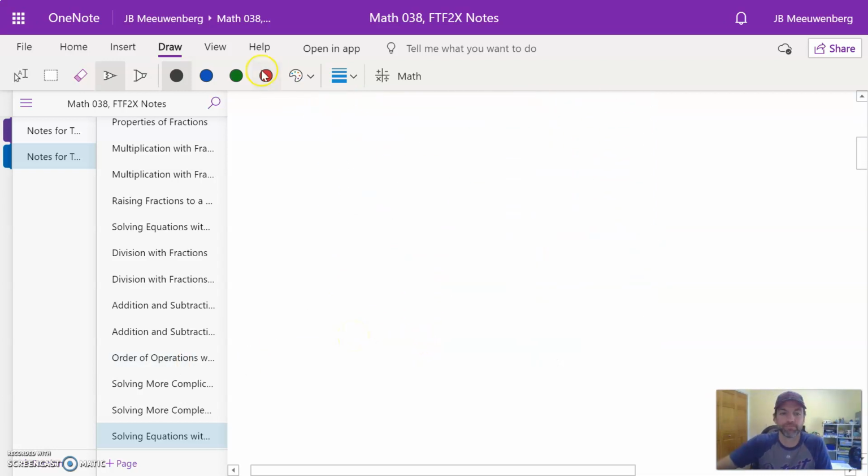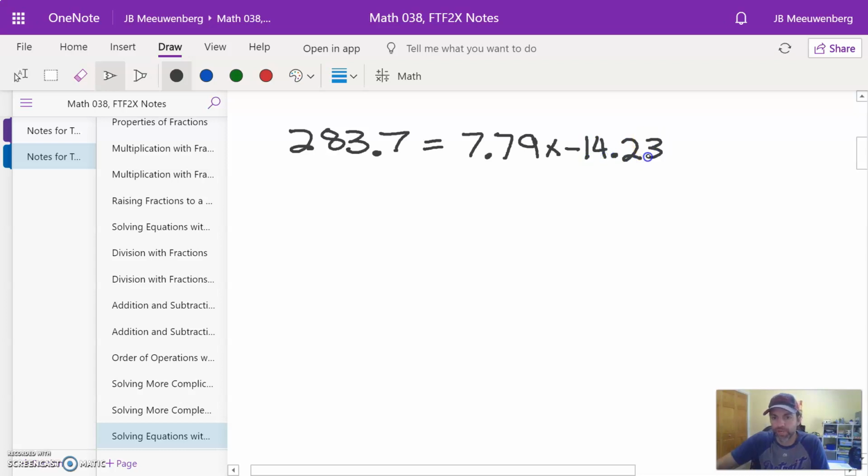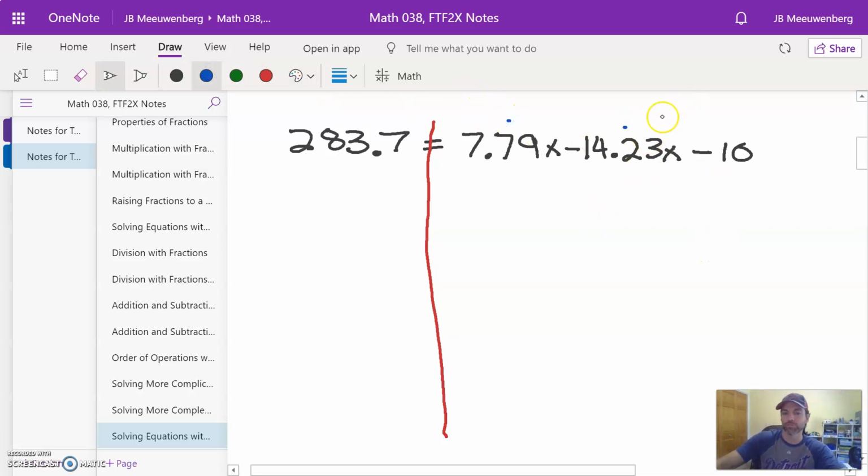Let's try another one. 283.7 equals 7.79x minus 14.23x minus 10. Okay, stop it, pause it, try it. What do I notice? Here's my equal sign. Separate the left side, right side. There's a lot of stuff on the right side. In fact, I have 3 terms on the right side. 2 of them have x's in them. So I have 2 like terms on the right.